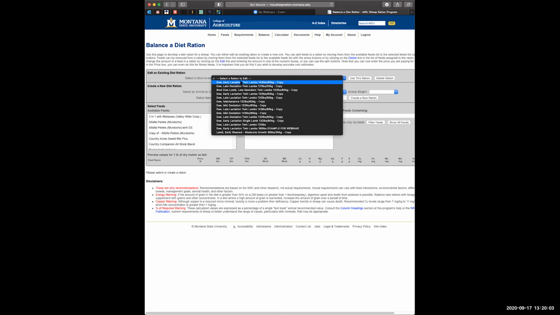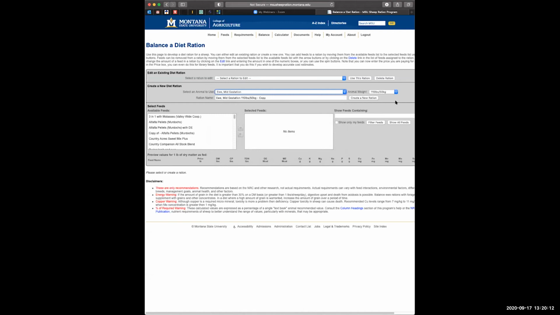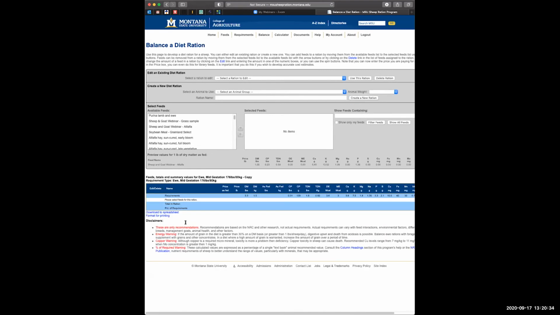This is where you can find ones that you've already saved and look back, or you can create a new example. So let's say we're going to have a ewe that's in mid-gestation. She's approximately 176 pounds. You can find the alfalfa that we just inputted and add it to your feeds. I also added the grass sample that she shared with us. But let's look at this one, alfalfa.